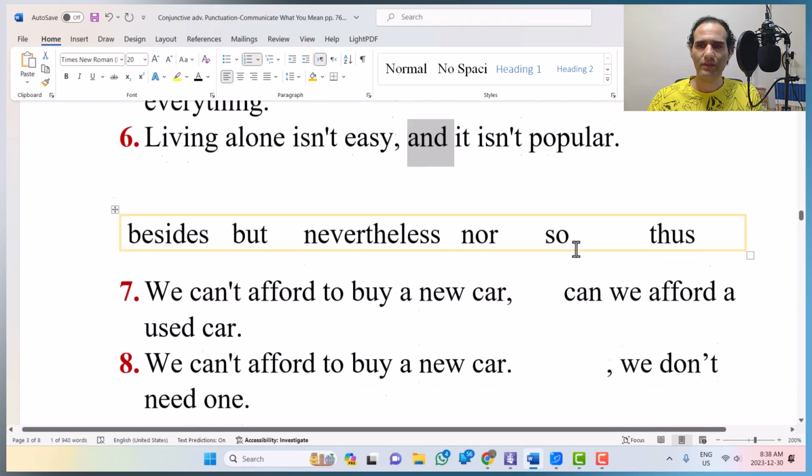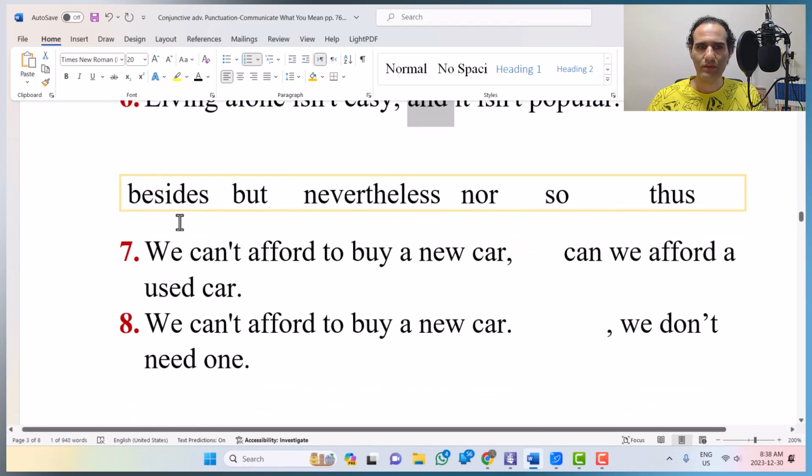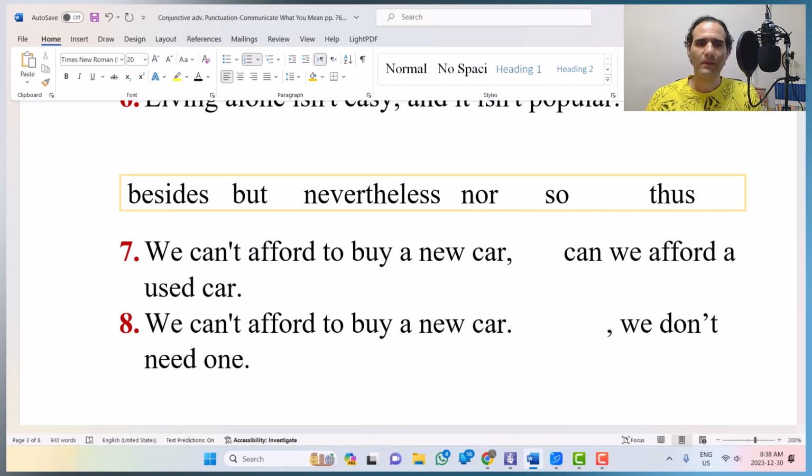So these were the first six ones, and now the second six ones. Besides, but, nevertheless, nor, so, and thus. Again, three of them are coordinating conjunctions: but, nor, so, and the other three are conjunctive adverbs. With the same formula of comma before, comma after, we can take care of this one as well. It says, we can't afford to buy a new car.